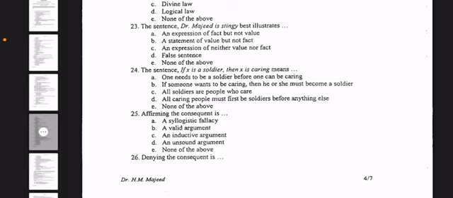25. Affirming the consequent is straight up a syllogistic fallacy. We don't affirm the consequent. We affirm the antecedent and we deny the consequent. Okay, so keep this in mind. Just keep these two things in mind. We affirm the antecedent, which is our premises, and we deny the consequent.